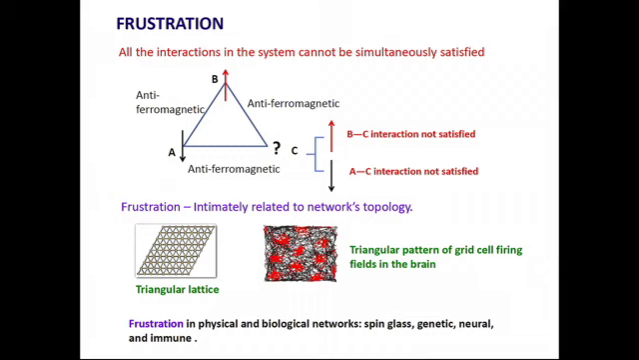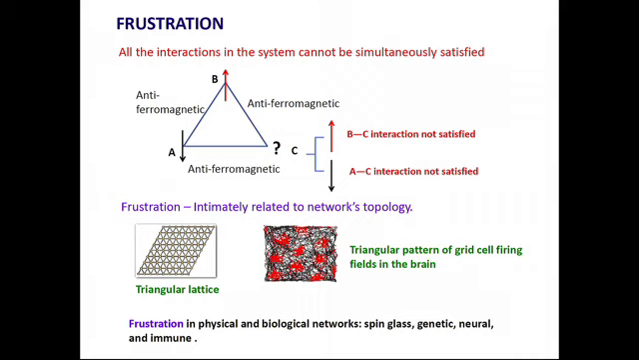But if I put an upspin at C, then the interaction between B and C is not satisfied. And if I put a downspin at C, then the interaction between A and C is not satisfied. So systems are called frustrated systems, and whether a system is frustrated or not depends on the topology of the network. For example, the triangular lattice here is frustrated, and such kind of configurations are very common in nature.